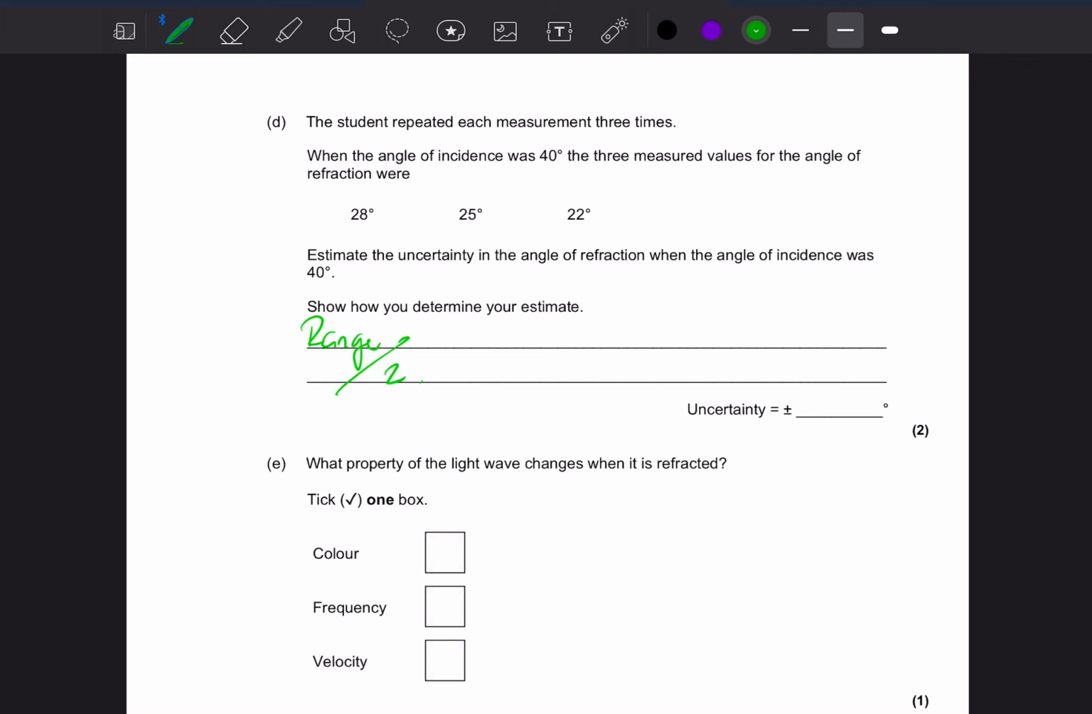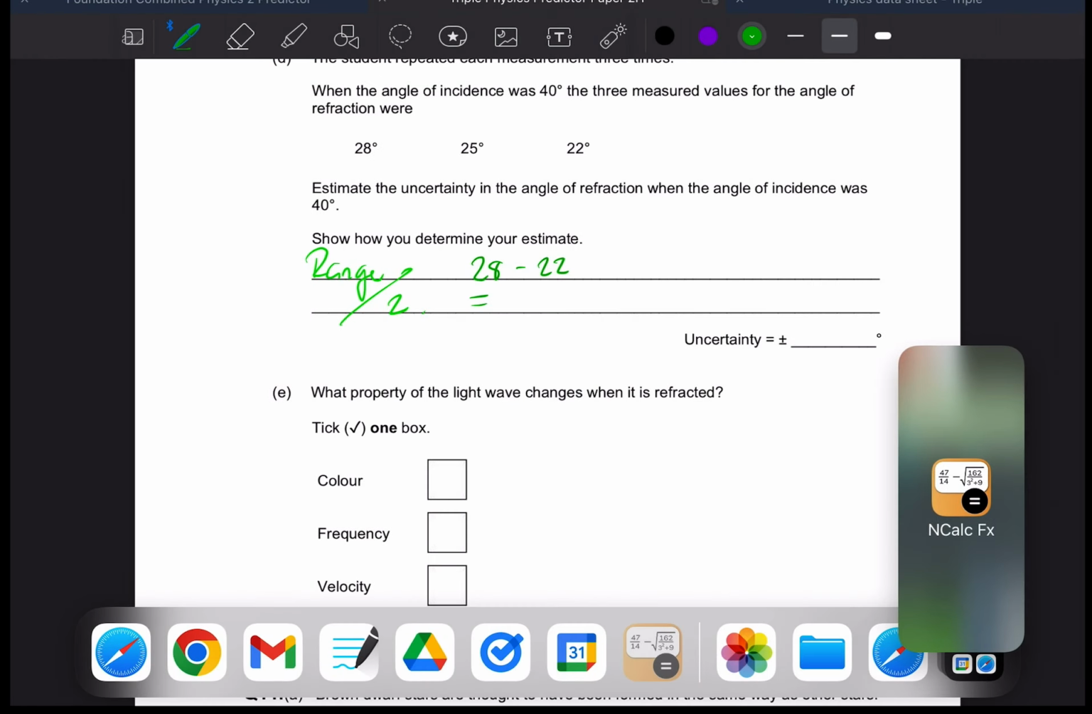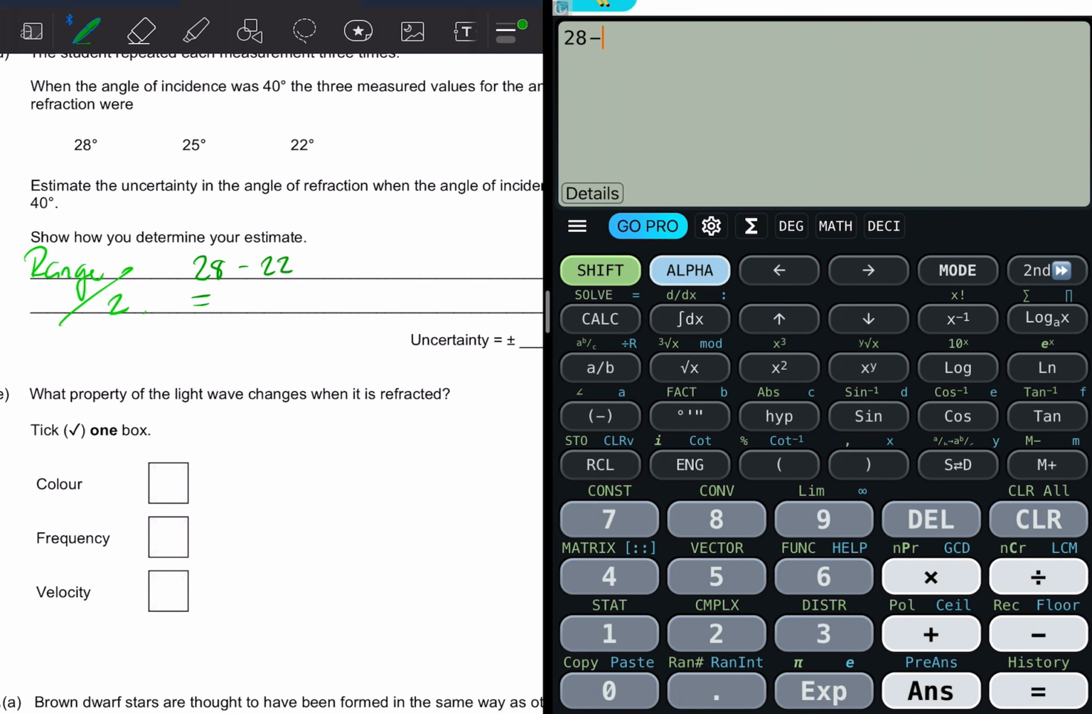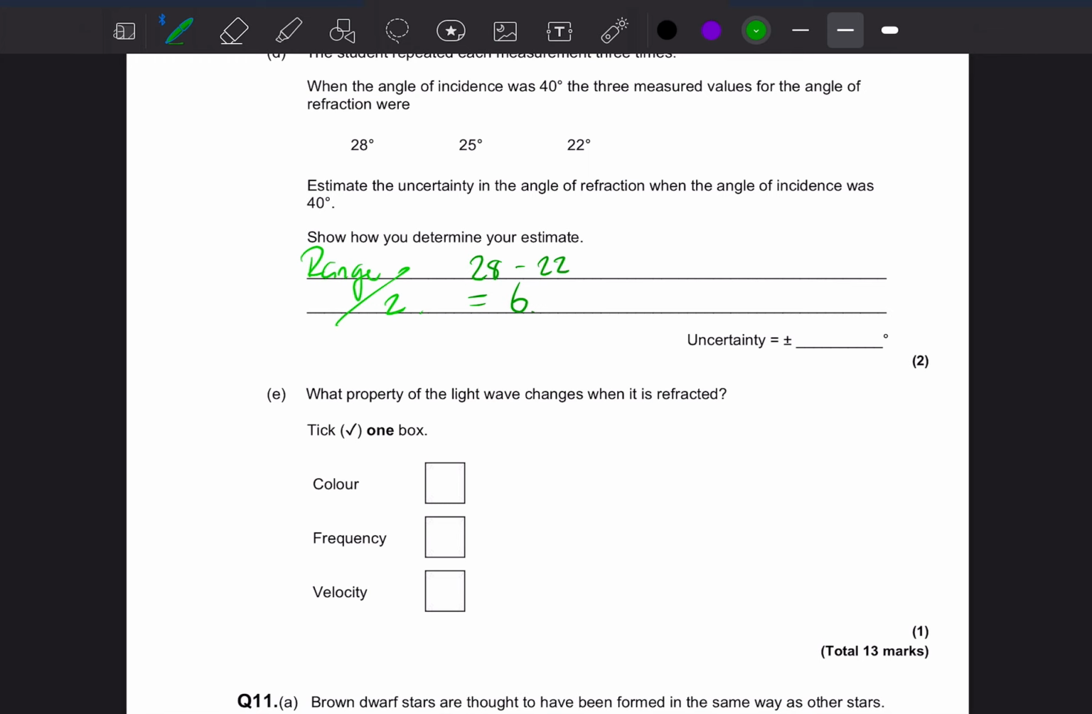So the range of these results is the largest is 28 and the smallest is 22. So our range is, again, even if it's easy, even if you're looking at it going, I know what the answer is, absolutely, in my head, don't worry, you're in an exam. You only got one chance to do it. 28 minus 22. Yeah, we knew it was 6, but we have to check. So a range is 6. So it's range divided by 2. So 6 divided by 2 would give us an uncertainty of plus or minus 3 degrees.